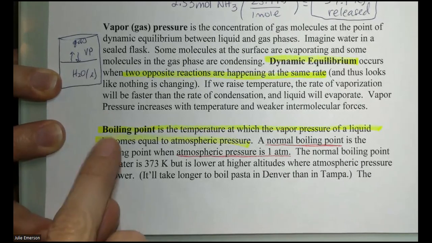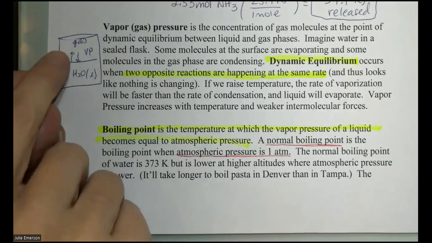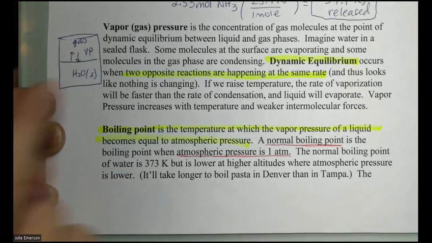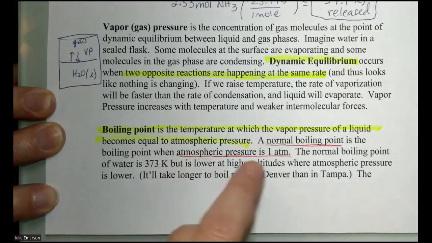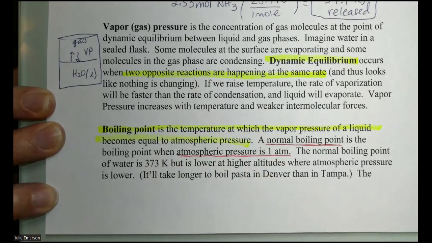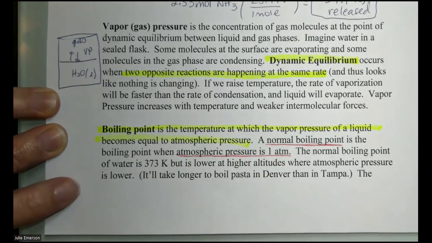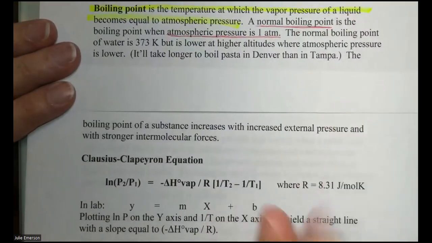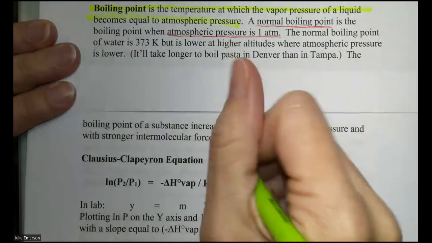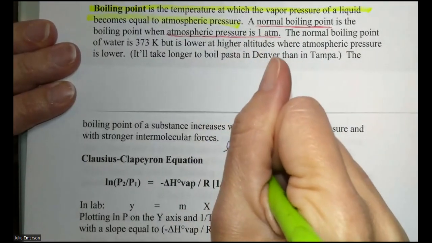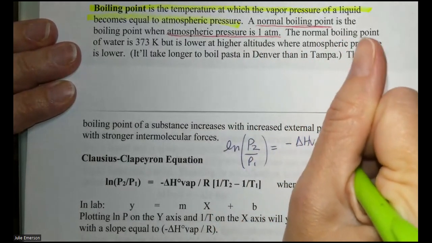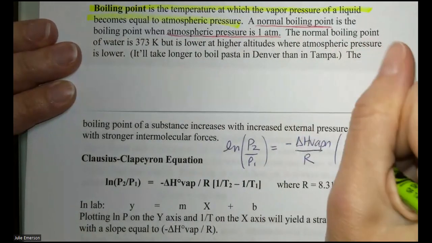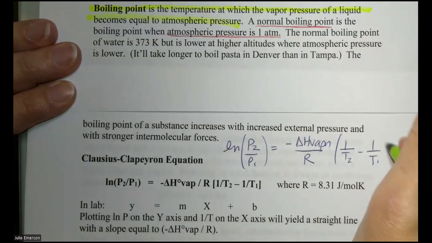All right. So boiling point, again, is the temperature at which that vapor pressure sitting above the liquid is equal to the pressure in the atmosphere. And if it says normal boiling point, that means that pressure in the atmosphere is 1 atm. So what we're going to do now is learn a new equation, which is called the Clausius-Clapeyron equation. Our lab's going to look at this, our last lab. And it is natural log of P2 over P1 is equal to negative heat of vaporization over R, times 1 over T2 minus 1 over T1.